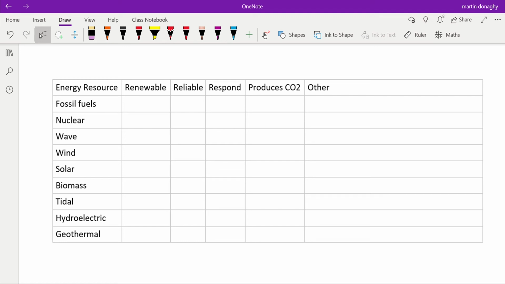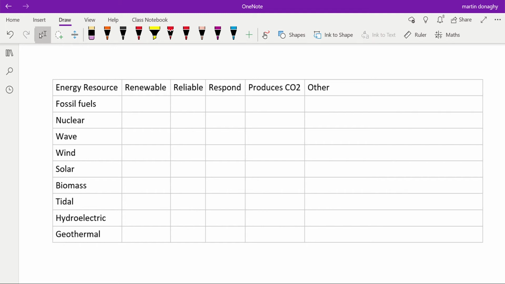Okay, in the next couple of videos, we're going to look at different energy resources. Energy resources are things that we can use to provide electricity or to produce electricity. And in an exam, it's likely you're either going to be asked to give some advantages and disadvantages of one type of energy resource, or maybe compare the merits of two different energy resources.